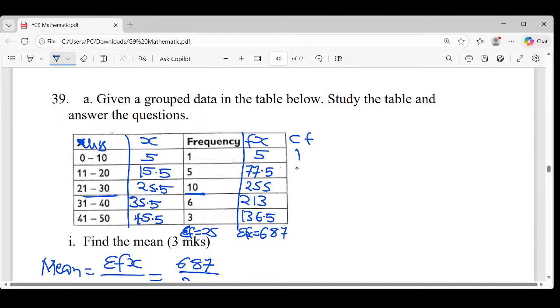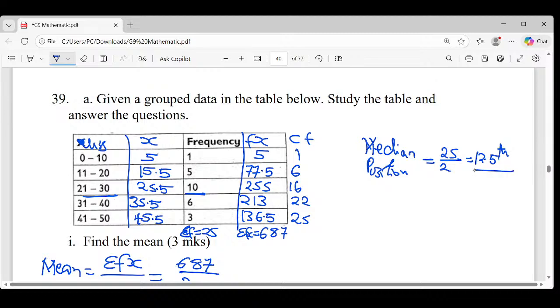Then 1 plus 5 is 6. 6 plus 10 is 16. 16 plus 6 you get 22. 22 plus 3 you get 25. After that, let's identify the median position. You found the total frequency is 25. So you take 25 and divide it by 2. This is 12.5. This is the position.